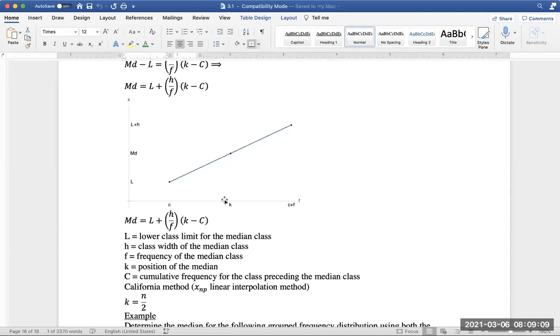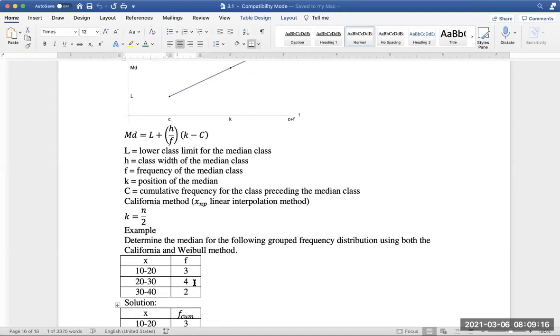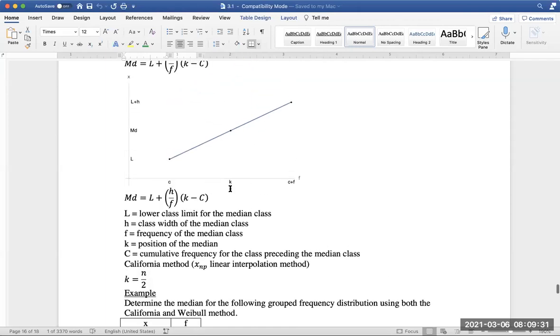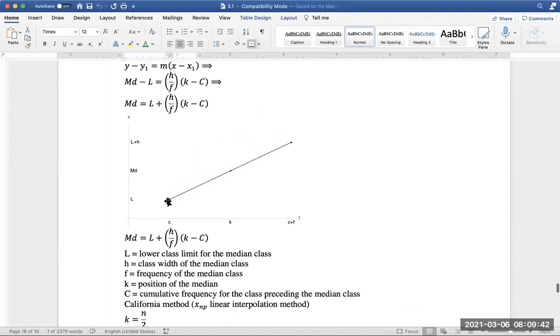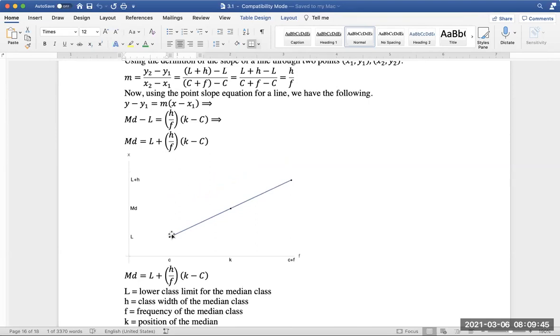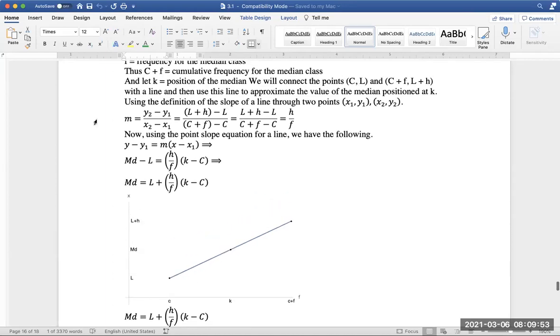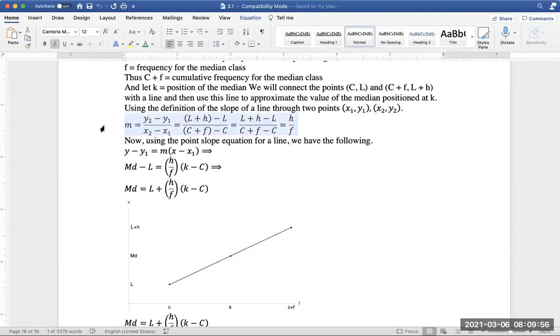So the position is somewhere between these. Remember, to find the median, I look at the first time the cumulative frequency is greater than or equal to K. There it is, right there, it's the first time. And so the corresponding value that I want to find is the median. So I have here two points, this point here and this point here. I'll draw a line in between them. Find the slope of that line. Well, I know how to find the slope of a line. It's just y2 minus y1 over x2 minus x1. So let's do that.